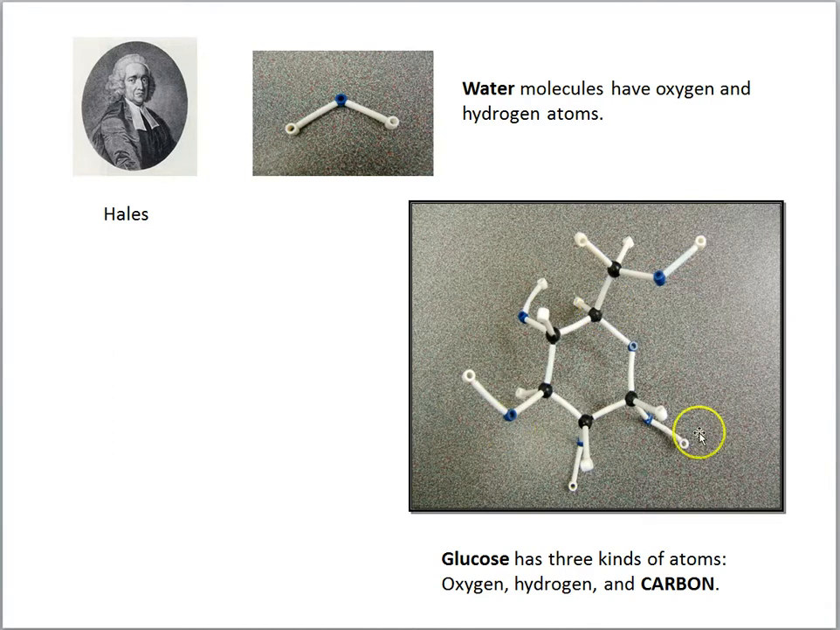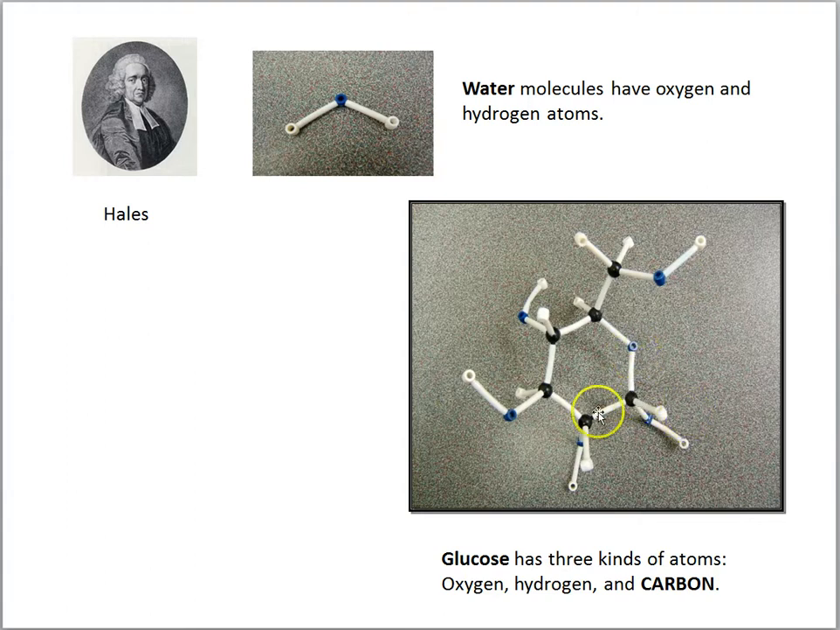And this is a glucose molecule. The black atoms here are the carbon atoms, the blue ones are oxygen atoms, and the white ones are hydrogen atoms. It's an energy molecule, and we will learn that plants are producing this molecule in a process called photosynthesis. But it's important to note here that glucose is composed of 3 different kinds of atoms: oxygen atoms, hydrogen atoms, and carbon atoms.